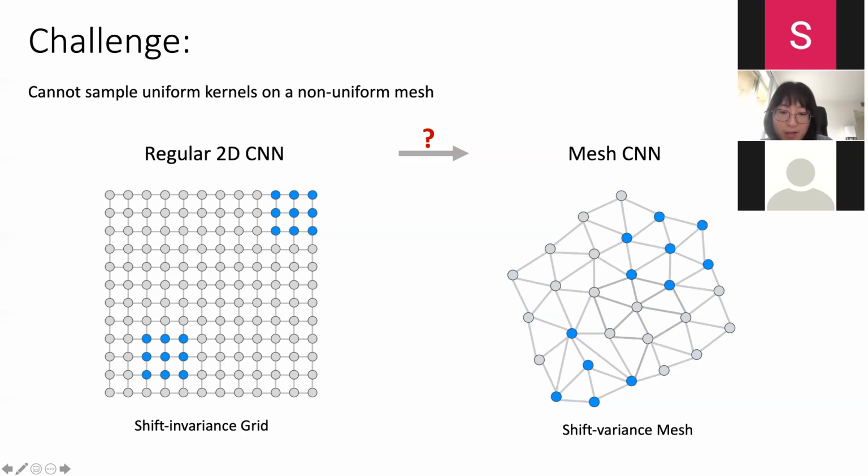However, on a mesh, the local structure is shift-variant. It means that for each local patch, the number of vertices can be different. And even if you process the mesh so that you force each local region to have, for example, 6 neighbor vertices, you still have the problem that the direction and the distance between the neighbor and the center are different. So even though you force the neighbor number to be the same, you still cannot use the same convolutional kernel.